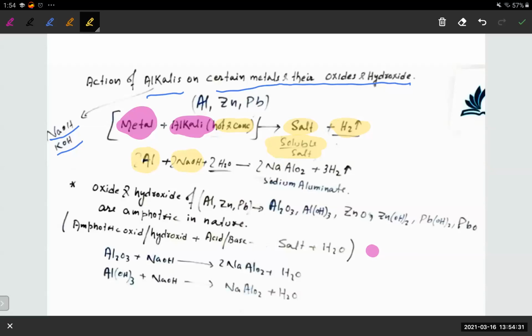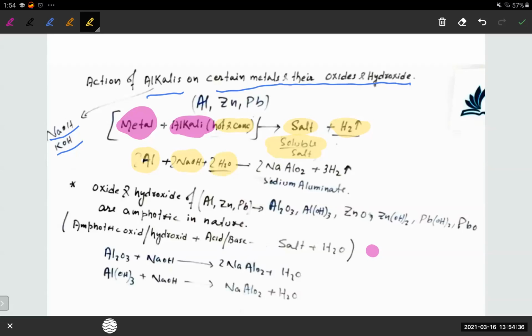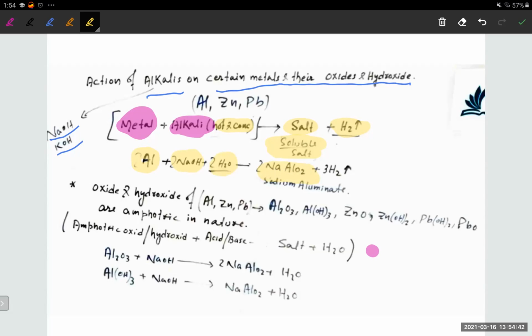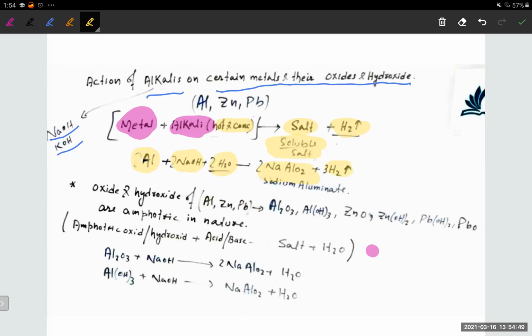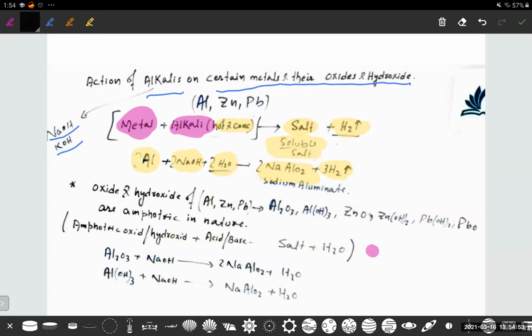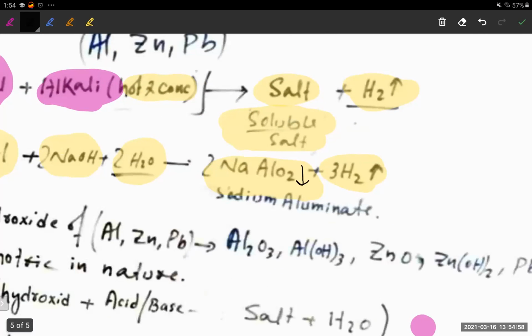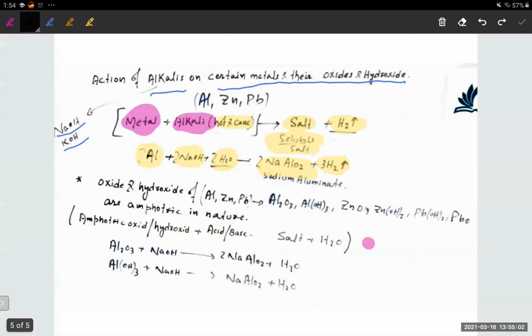Plus water. We give it some water because there will be no reaction if they both are dry. We give them water. What happens? We get NaAlO2, that is sodium aluminate, plus hydrogen gas. And this sodium aluminate is not a precipitate. Don't make the mistake of making a precipitate sign, you will get a 0 out of all the things. So this is sodium aluminate.